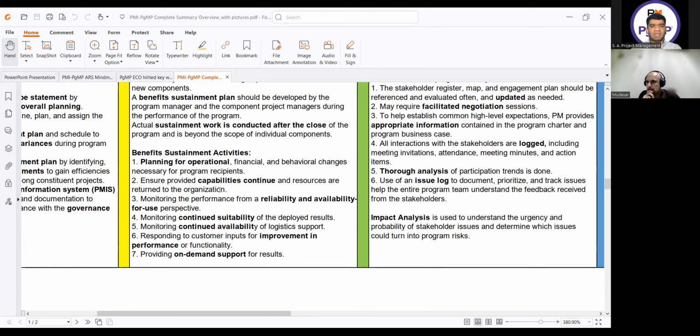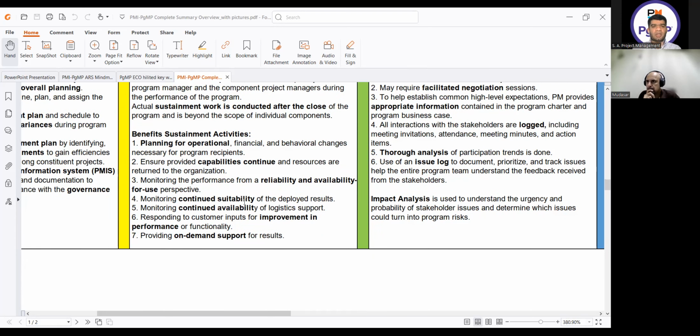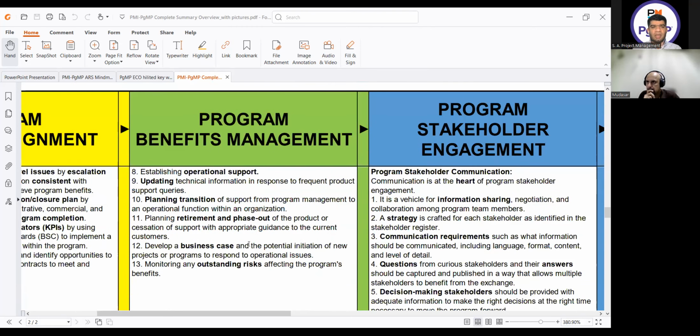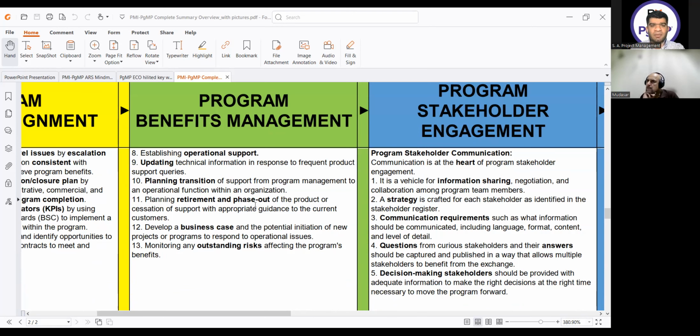Then we have benefit sustainment activities: planning for operational, financial, and behavioral changes necessary for program recipients, ensuring provided capabilities continue and resources are returned to the organization, monitoring the performance from a reliability and availability perspective, monitoring continued suitability, continued availability, improvement in performance, and on-demand support, establishing operational support, updating technical information in response to frequent product support queries, planning transition, planning retirement and phase out, developing a business case and potential initiation of new projects or programs, and monitoring any outstanding risks affecting the program's benefits. So this is the sustainment phase.